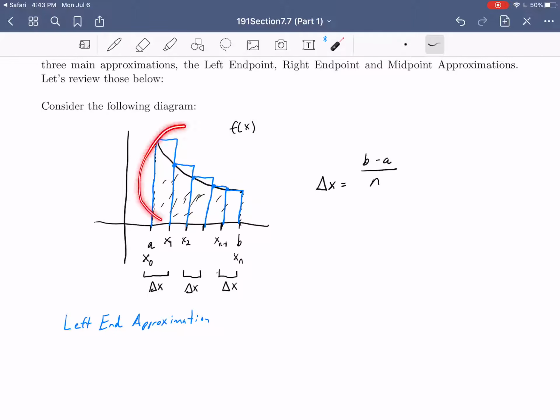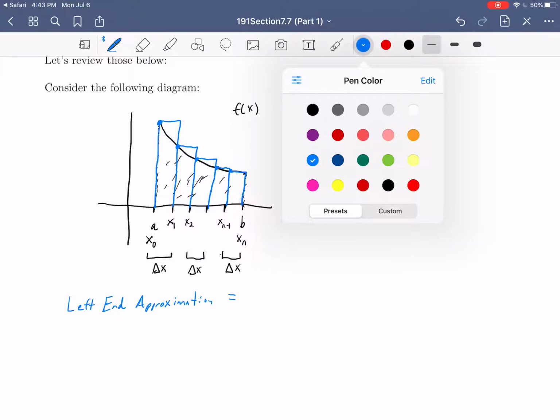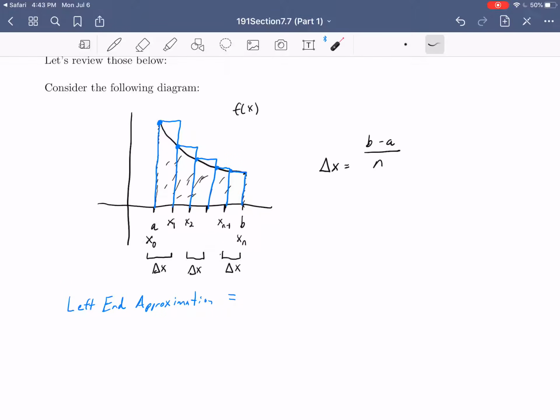And you can see that, of course, this is only going to be an approximation. In this case, my left endpoint approximation is going to overestimate the area because these rectangles are too tall, but it would be an approximation of the area. And of course, the more partitions you do, the smaller those delta x's are, the better the approximation is going to be. So what does the approximation look like? Well, we are going to have to figure out the area of each of these rectangles.